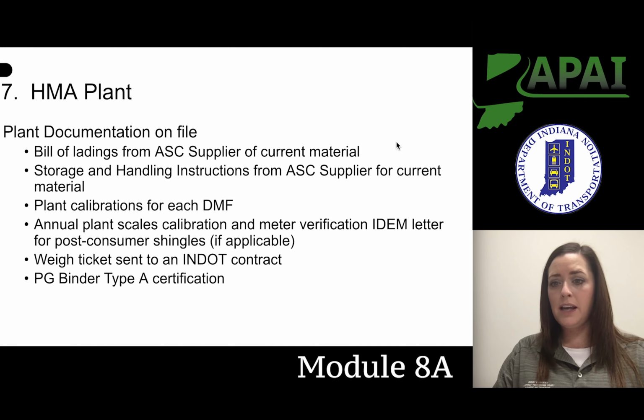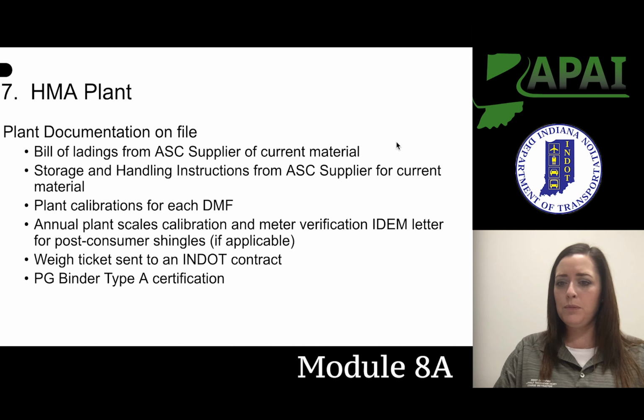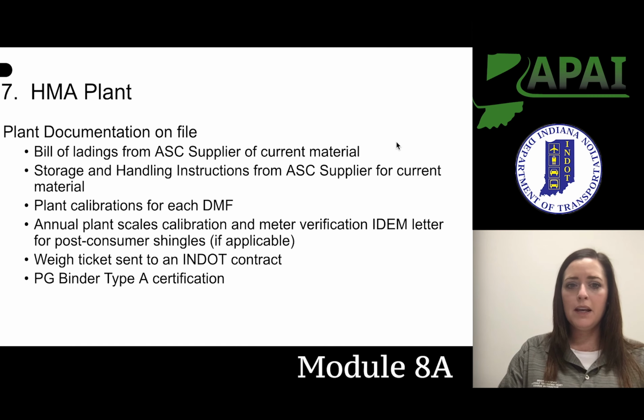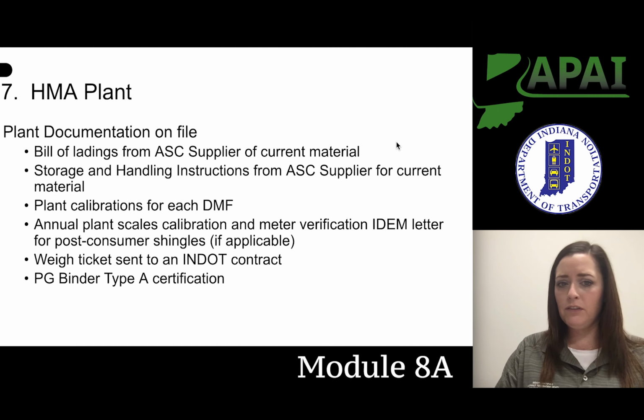So if we have a PG 64 minus 22 liquid from producer A, we need to make sure that we have that producer's current storage and handling instructions. Each plant calibration for the DMFs. These are typically stored on the plant software or somewhere within the plant, so you'll have to go up to the tower to check that.